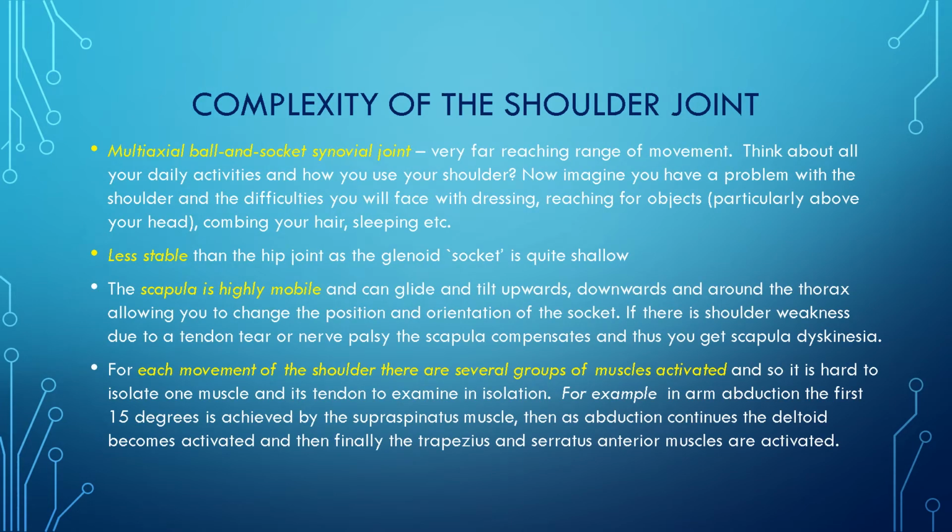Now, there's a danger that we can oversimplify the movements of the rotator cuff and not really understand the complexity of the shoulder joint. The shoulder joint is multi-axial. That means it moves in all planes. A ball and socket joint, the humerus and the glenoid, and a synovial joint too. So it's got a capsule with fluid inside, and so it's a very complicated joint.